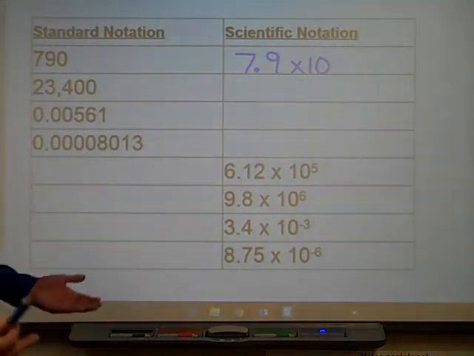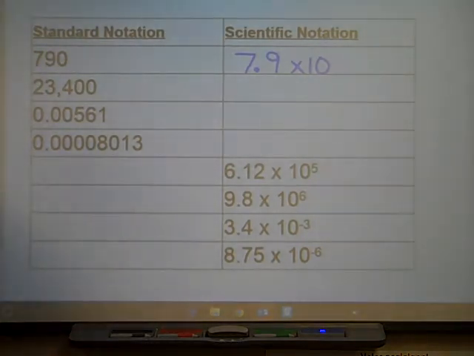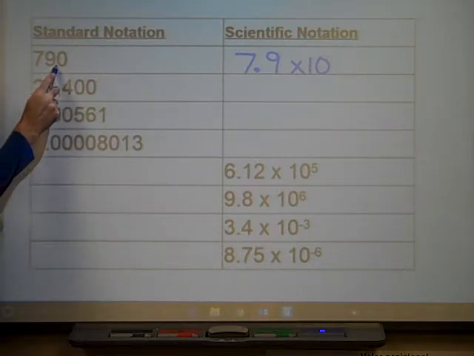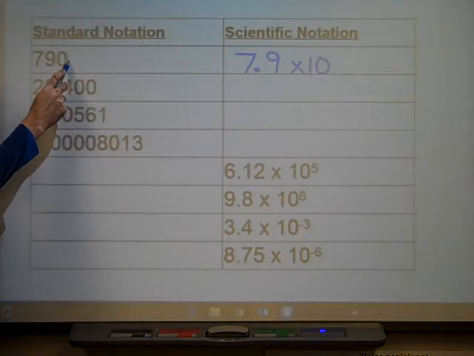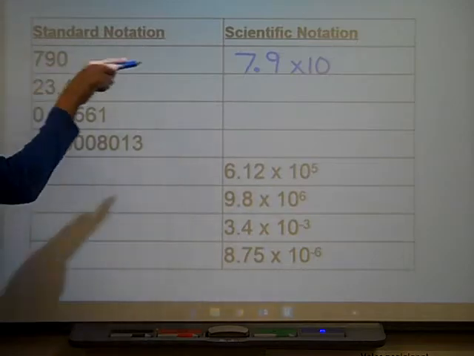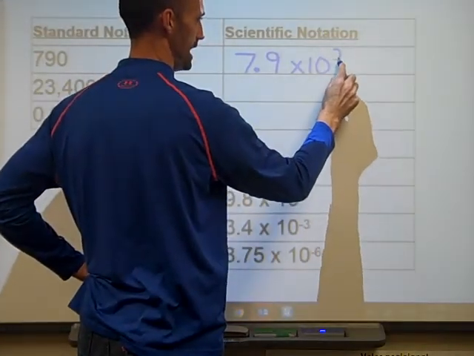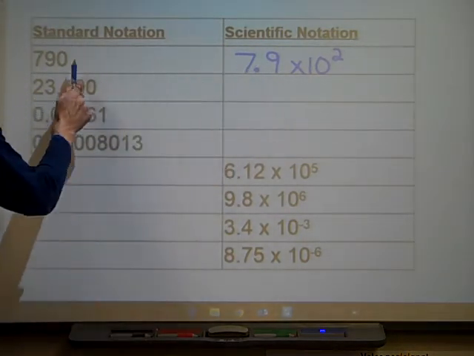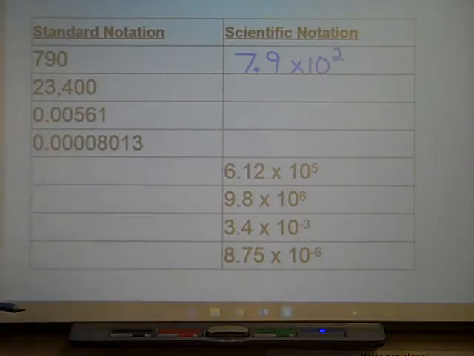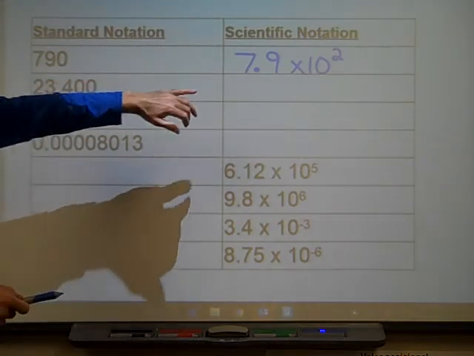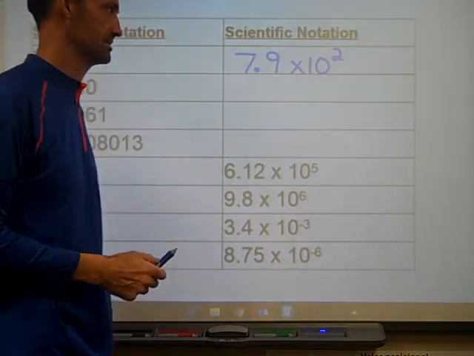Scientific notation always has the times 10. Now we need an exponent. Okay, so we go back here. If I have to put my decimal here, I would need to move it 2 places to get back to the end where it was. So I put my decimal here, 2 places to the right, so it's a positive 2. 7.9 times 10 to the second. These two are the same number, they equal the same amount. This one written in standard notation, standard form. This one written in scientific notation.